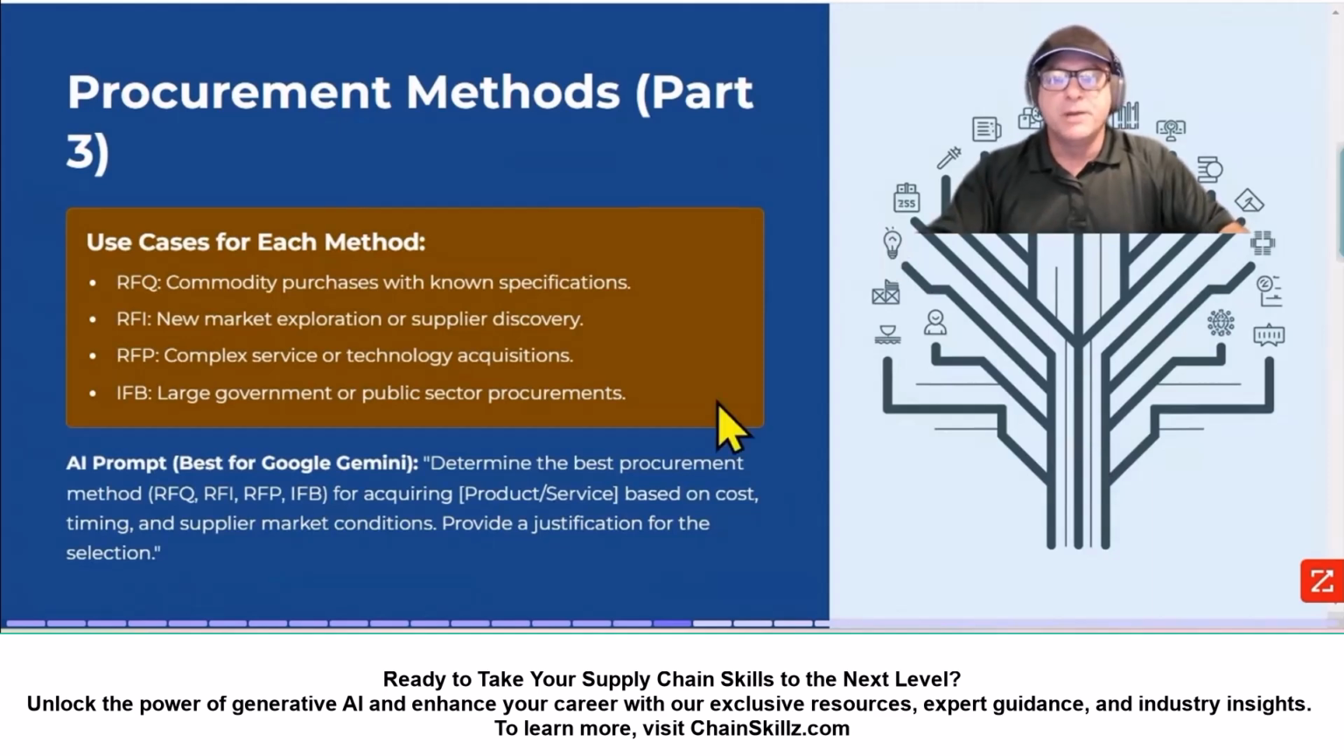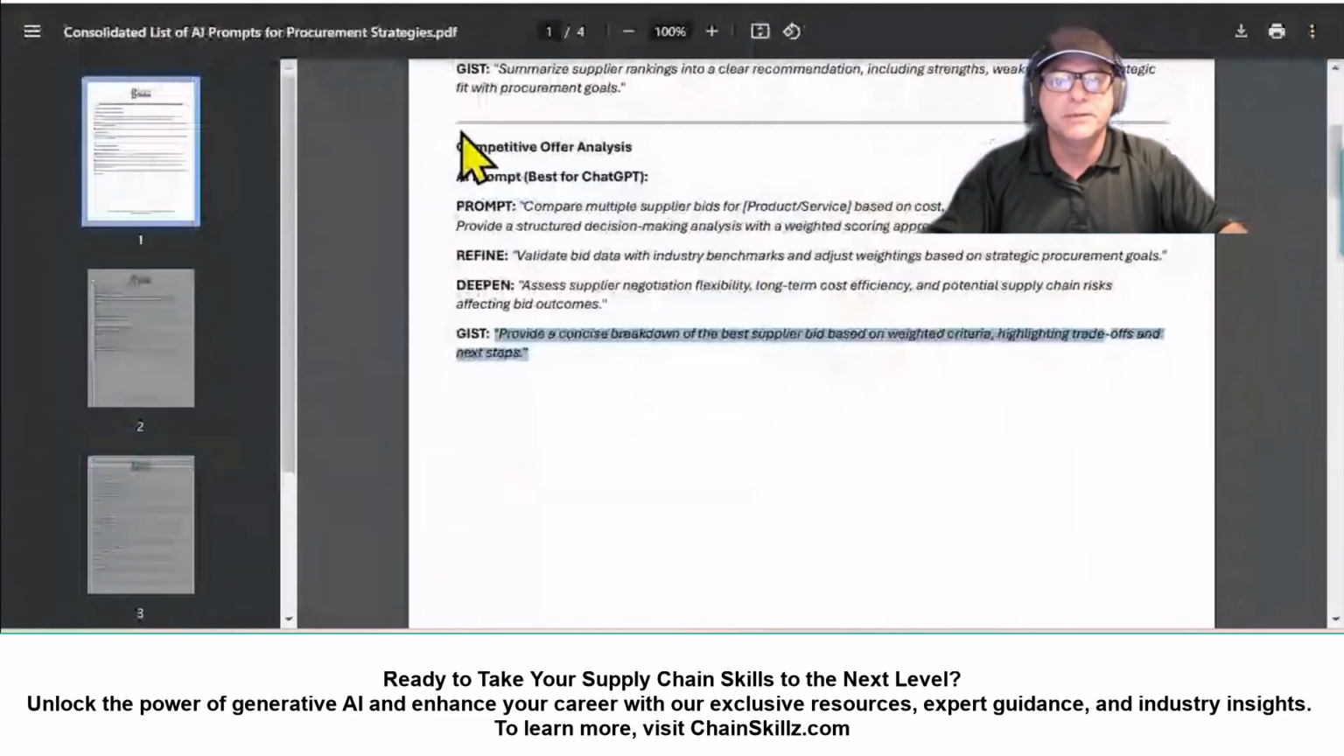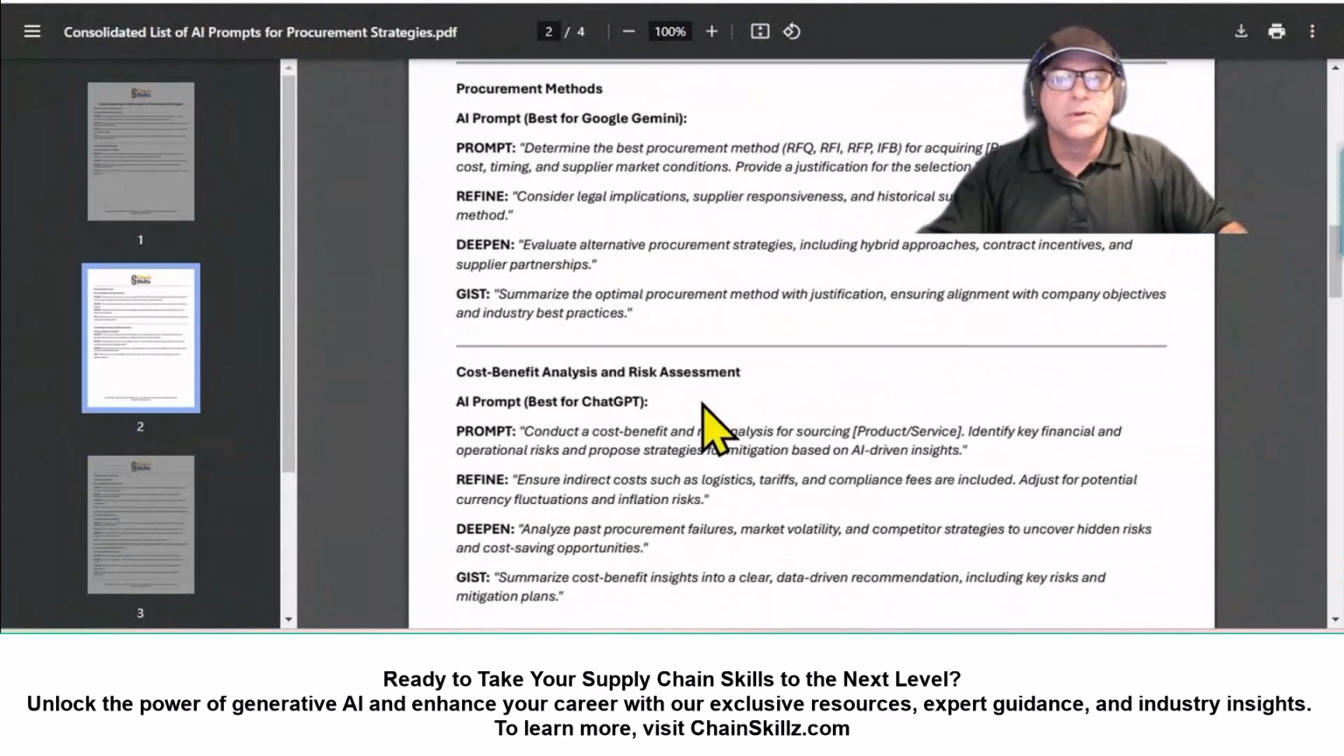And so a prompt we could use is, which one? Determine the best procurement method for this. Now we'll go back to our consolidated prompt list here. All right. Now let's determine this. We're going to keep on this same process here.